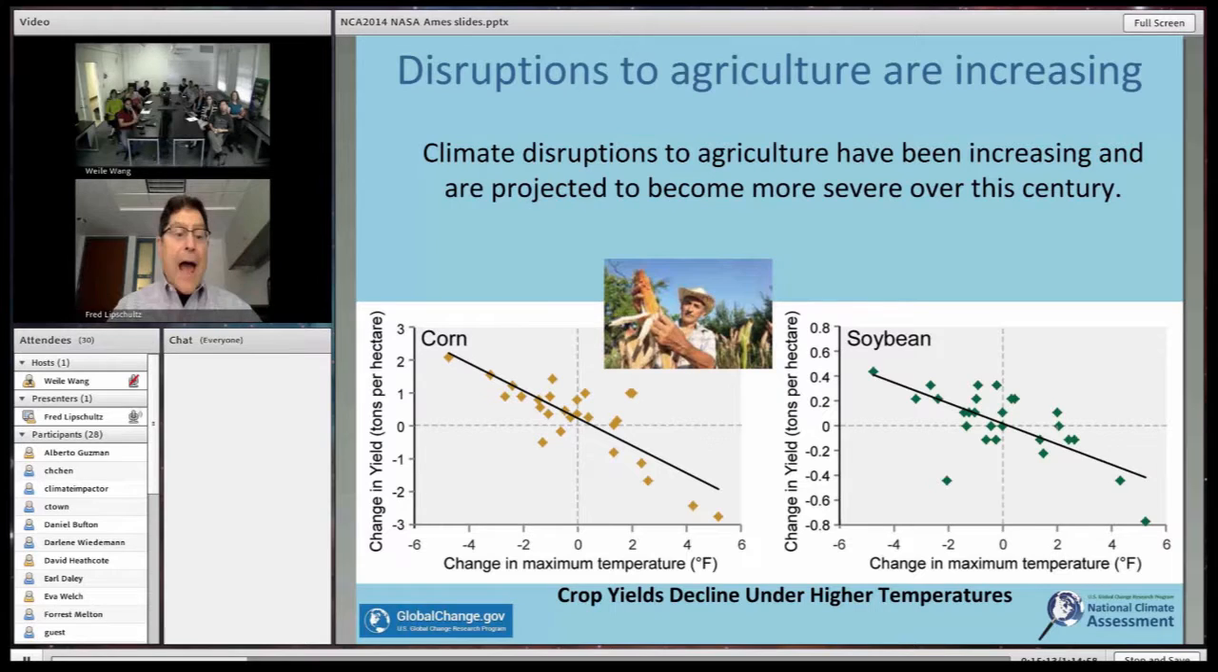We expect disruptions to agriculture to increase. These two plots show two major crops in the Midwest and how they respond to changes in temperature. These are observed changes, thus plotting the kinds of yield one gets from growing these crops compared to the changes in the maximum temperature that they experience during their growing season, showing that as the temperatures increase, the yields decrease. So the concept is that these kinds of disruptions are projected to become more severe as we move towards 2100.